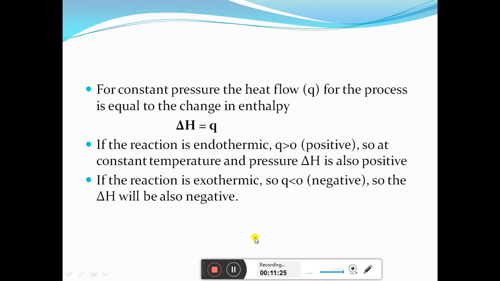For constant pressure, the heat flow for the process is equal to the change in enthalpy. That is, delta H is equal to Q. If the reaction is endothermic, Q is greater than 0, so it is positive. So at a constant temperature and pressure, delta H is also positive. If the reaction is exothermic, Q will be less than 0 and it will be negative. So the delta H will also be negative.